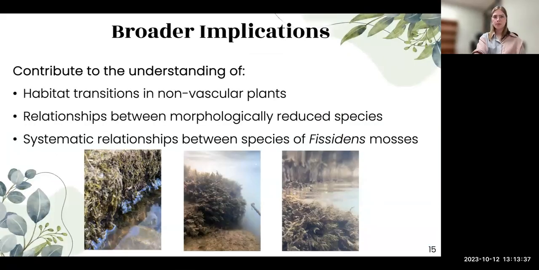The broader implications of what I've done here and what I am continuing to do, as I'm not quite done with my project, are to contribute to the understanding of those habitat transitions in non-vascular plants, figure out the relationships between morphologically reduced species, and also determine systematic relationships between the species of Fissidens mosses.